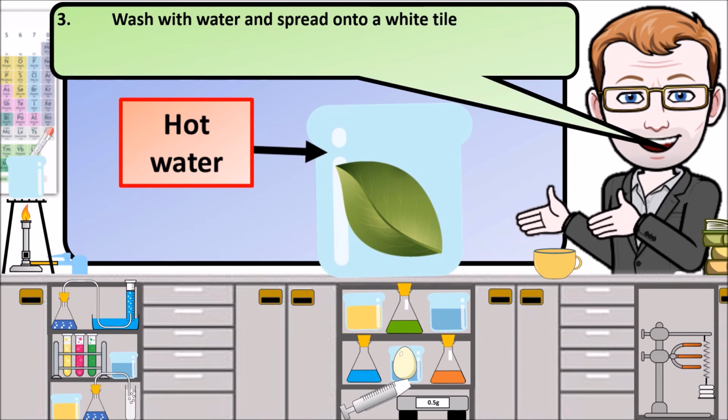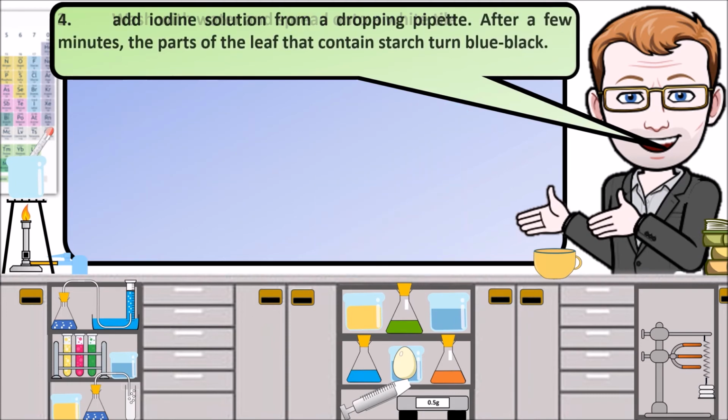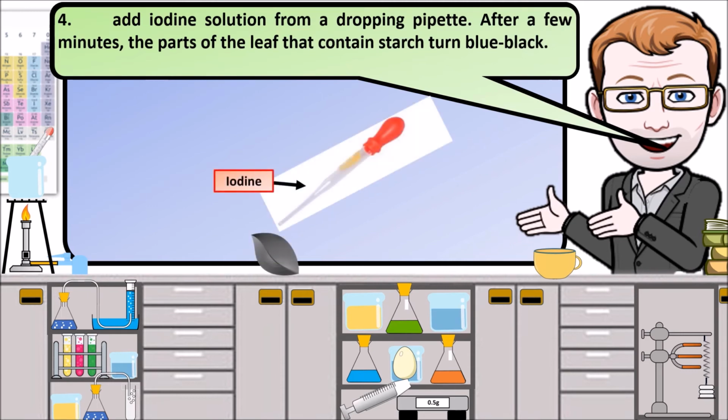We then wash the excess ethanol off of the leaf in some hot water and spread it onto a white tile. And finally, we add iodine solution onto the leaf using a dropping pipette, so the parts of the leaf which turn black will contain starch, so we can see that starch is present.